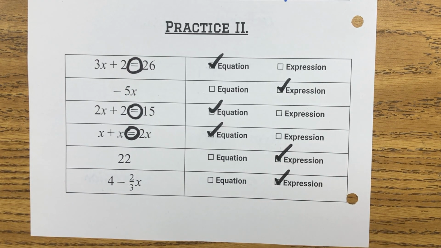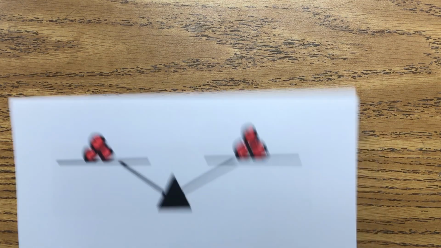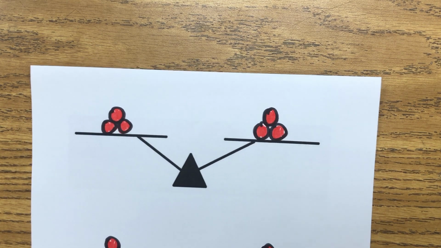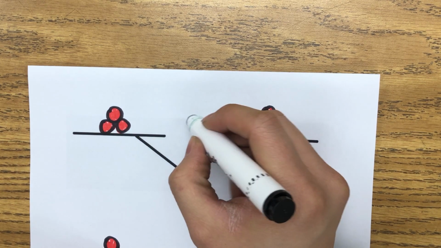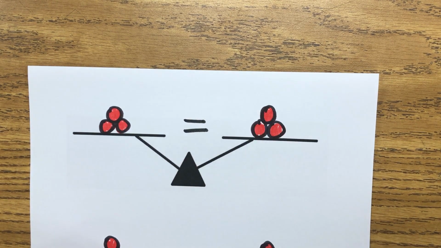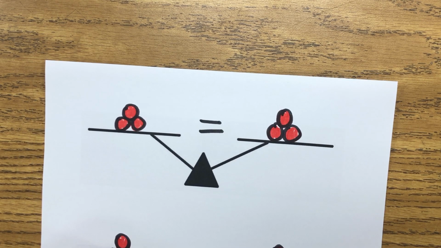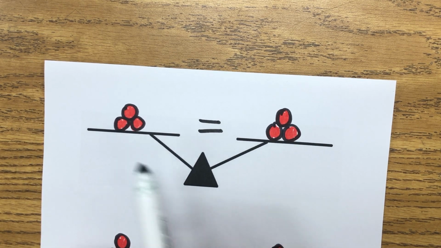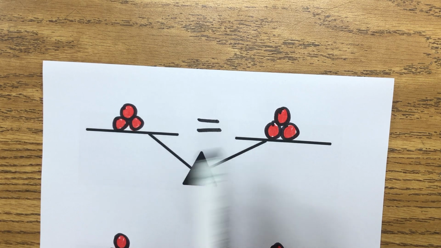One last thing that I wanted to talk about with equations is understanding that an equation is showing that two values are equal. One way to think about this is a hanger. Another way to think about it is a scale, a balanced scale. So when we have our equal sign in our equation, this is where we can put our equal sign, right in the middle of our scale. And we can see that the scale here has 3 red dots on both sides. We know that those are equal.